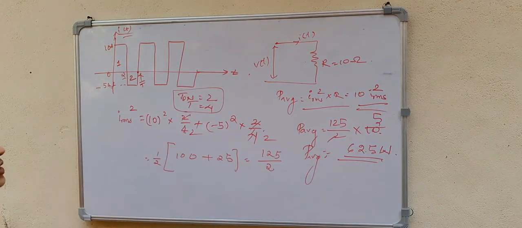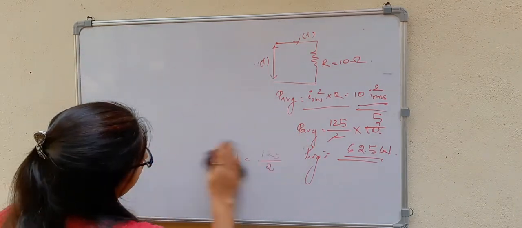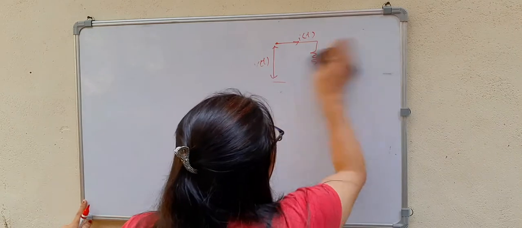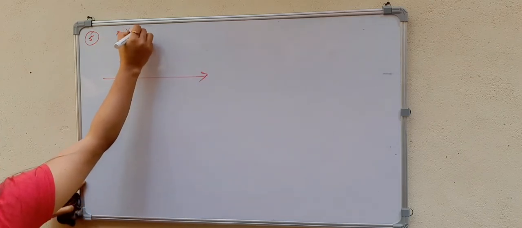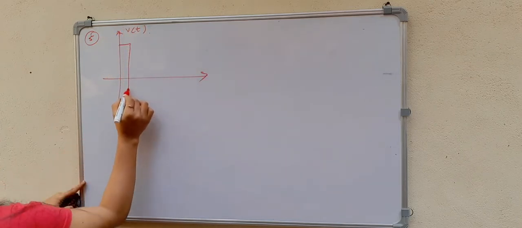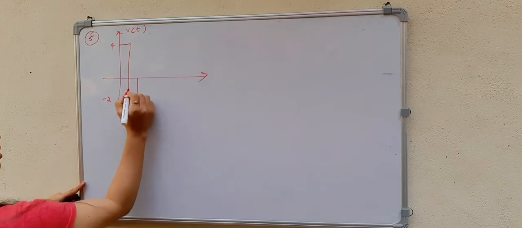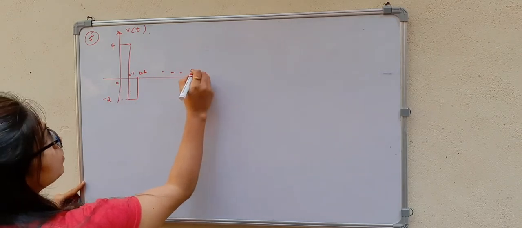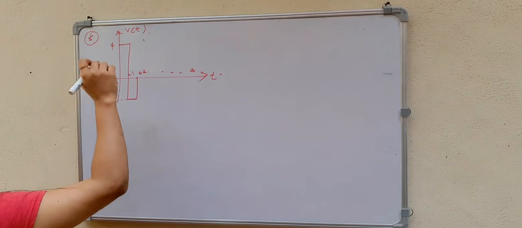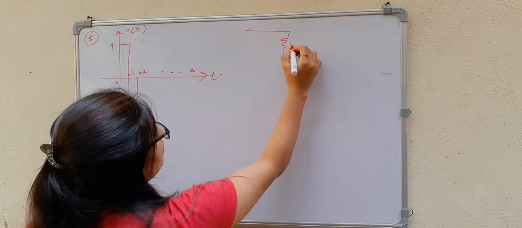Next, let us consider another waveform. Here they have given you V of t. This is 4. This is -2. This is 0.1. This is 0.2. And it goes on till infinity. Find the RMS and power which is dissipated in the 10 ohm resistor.